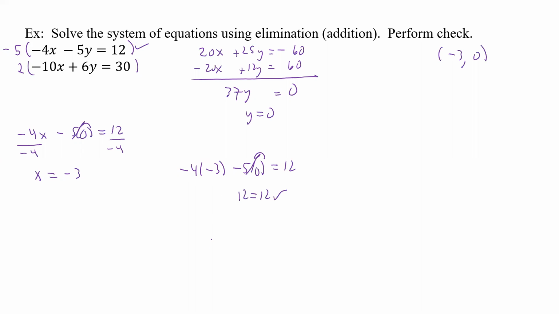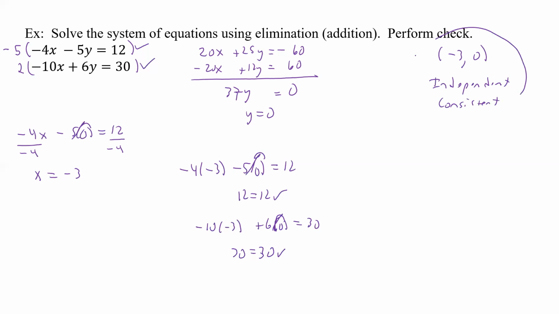That one works. Now the next one, we have a negative 10 times negative 3 plus 6 times 0, the parenthesis, and that equals 30. Well, that's 0. Negative times negative is positive. 3 times 10 is 30 equals 30. And so that works. So it's independent and consistent. Okay, and so that would be our solution.